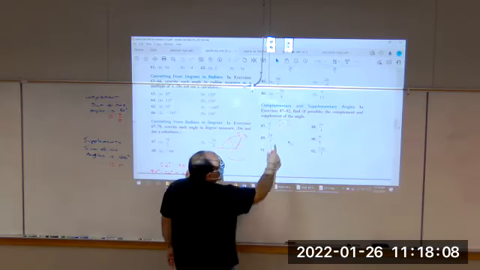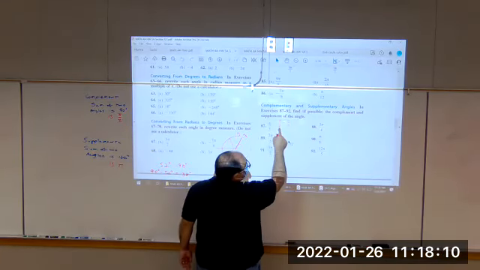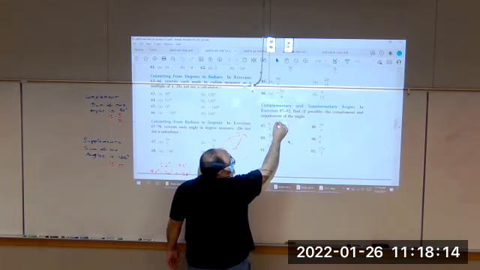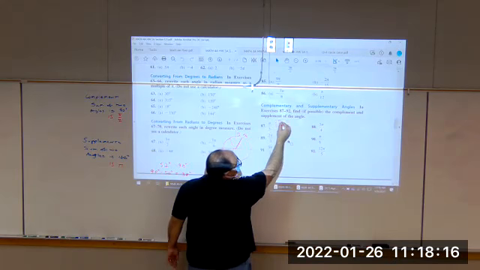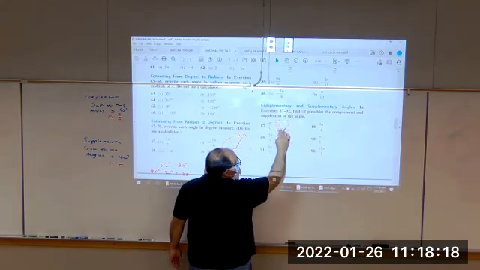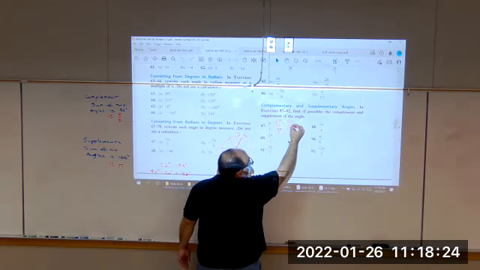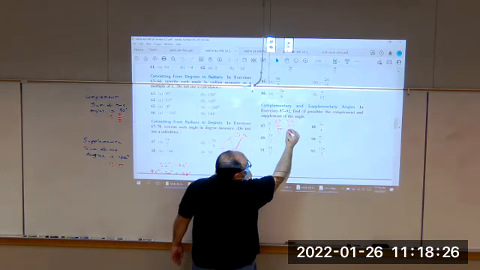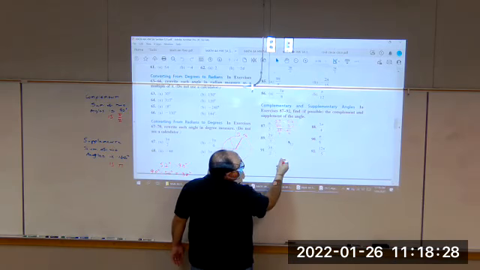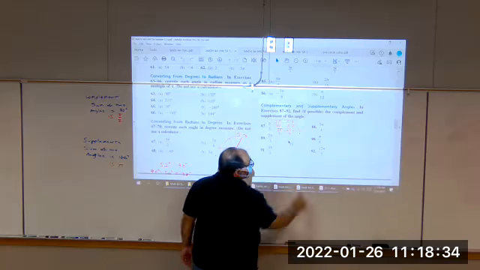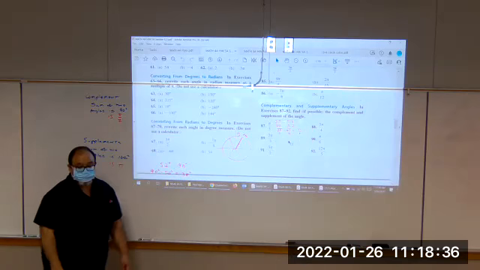So the common denominator is going to be a 6. So 3 over 3 makes this 3 pi over 6. Multiply this by 2 over 2, and this is 2 pi over 6. 3 pi over 6 minus 2 pi over 6 leaves 1 pi over 6. And that's my complement.